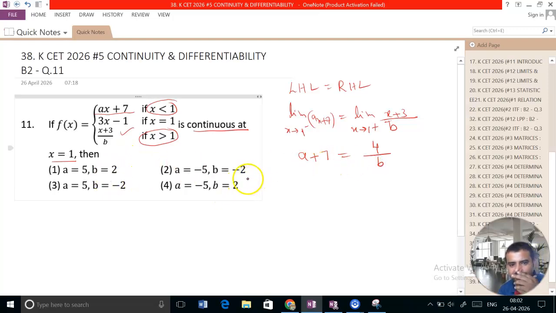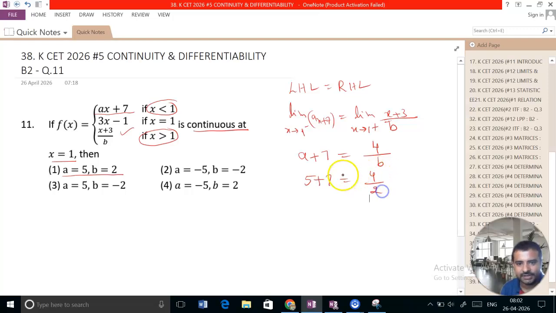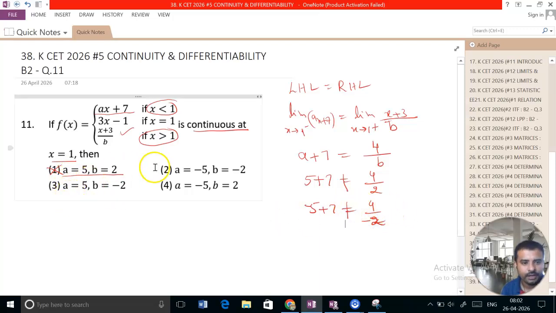See, instead of solving this, let us go through the options. Option A: a is 5 and b is 2. 5 plus 7, and 4 by 2. This is not equal, so option A is wrong. Come to option B quickly. a is minus 5 and b is minus 2. 7 minus 5 is 2, but here we have 4 by minus 2. This is also not equal. Option 2 is wrong.